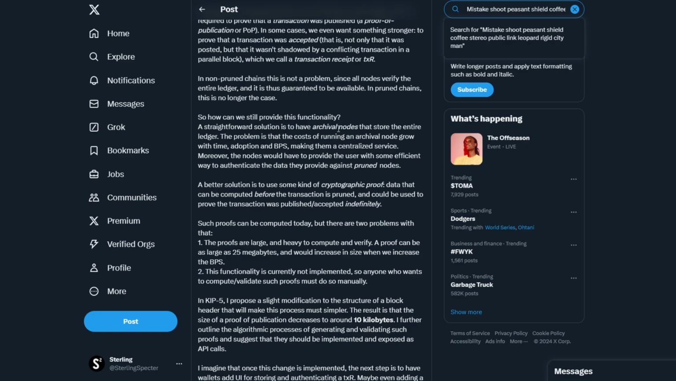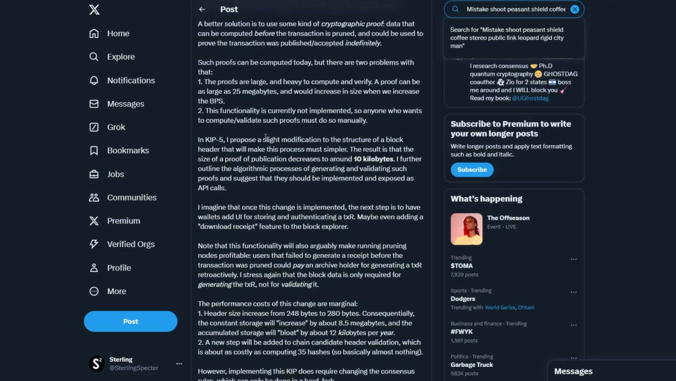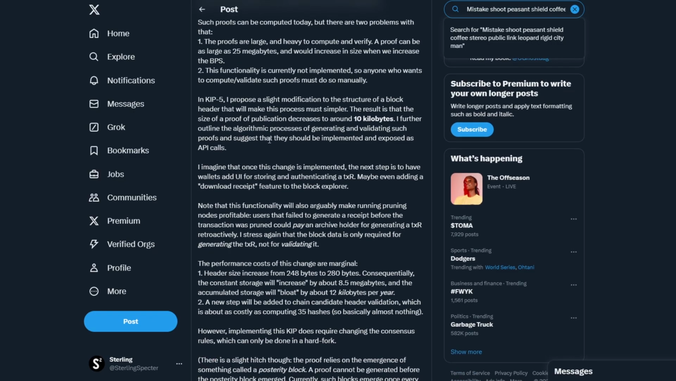And this is why they're saying it could become a centralized service, because you have so much memory needs that as the chain gets bigger and bigger, that memory need is going to get higher and higher, and only certain people will be able to actually buy that amount of memory and store all of that. So they say a better solution is to use some kind of cryptographic proof data that can be computed before the transaction is pruned and could be used to prove the transaction was published or accepted indefinitely. So it does go through a bunch of things that could be added to improve this.